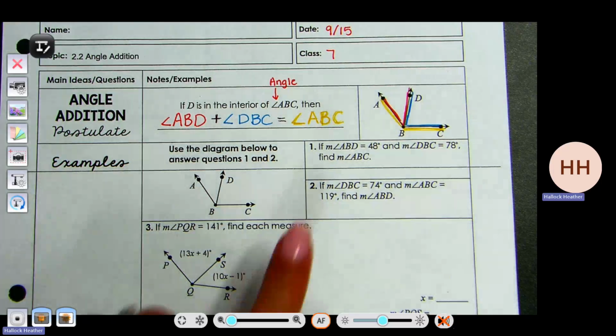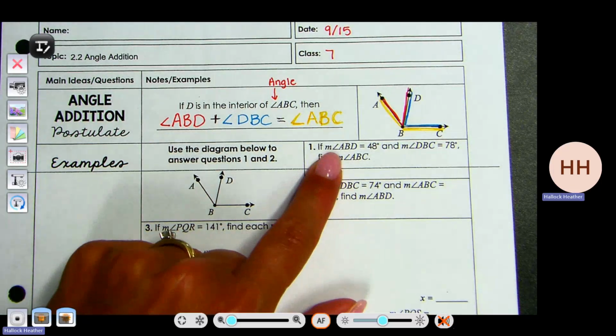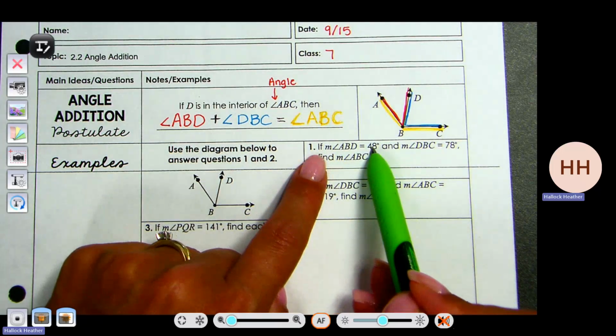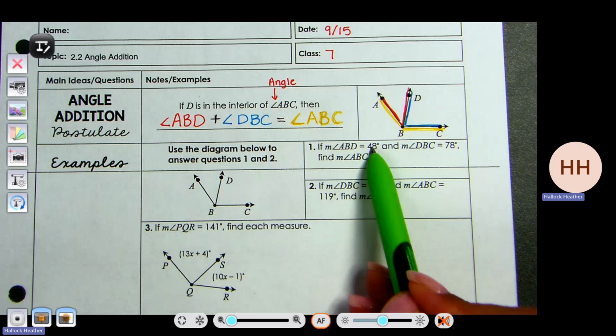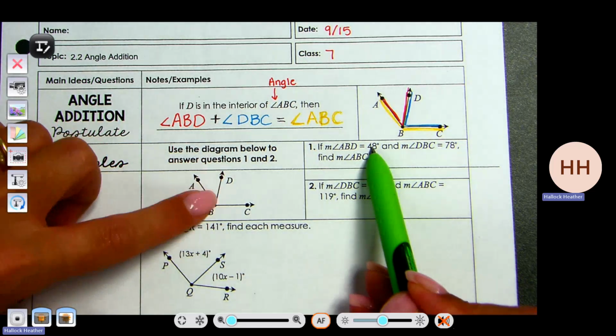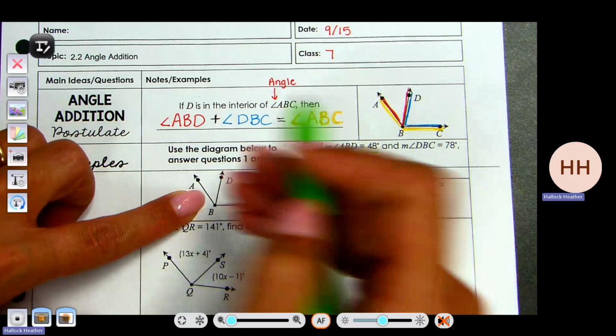So for number 1, number 1 says the measure, and that's what the M stands for. M stands for measure. The measure of angle ABD is 48 degrees. I'm going to take that and put it in the corner of my picture. So ABD is talking about this angle right here. I'm going to put 48 in this little corner.